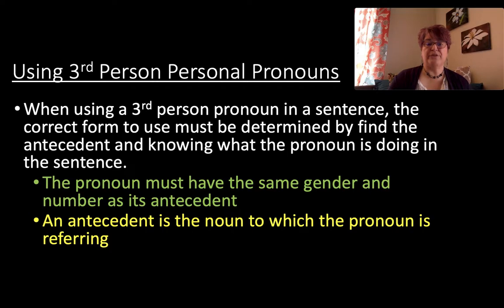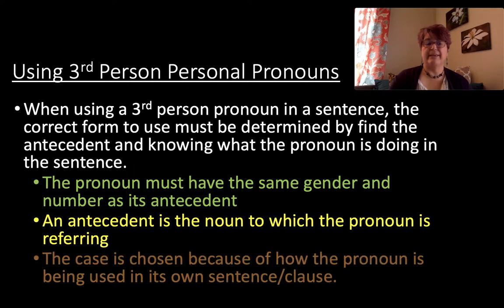Once we know the gender and number of the antecedent, we will know what gender and number to use for the pronoun. The case, however, will be determined by that pronoun's use in its own sentence. Let's see if you can answer a few questions about the antecedent of a pronoun.